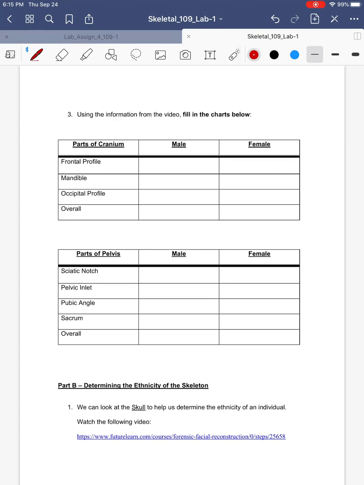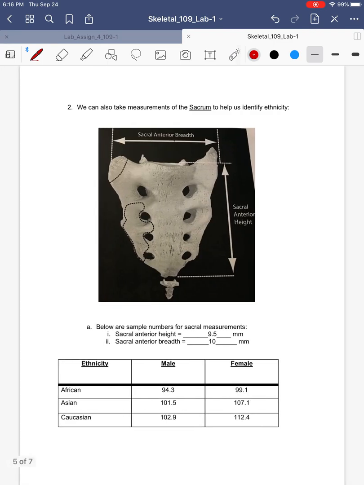In terms of the skull, cranium is another word for skull. You're going to look at the difference between a male and a female in their frontal profile or brow. And all of these things can be found in the video. In addition to determining sex, there are certain characteristics of bones that can also help us to identify the ethnicity of a skeleton. We can do so through a skull, and the short little video there is going to explain that to you. We can also do it through a bone near the pelvis called the sacrum.